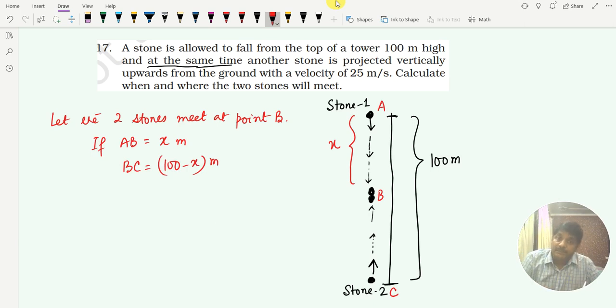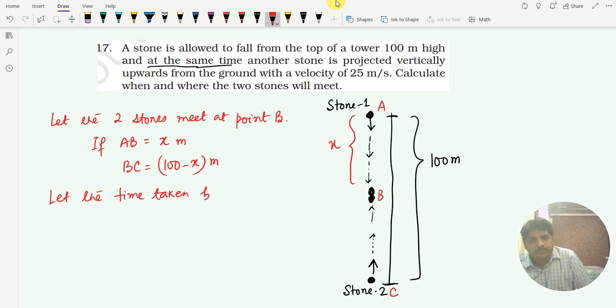The two stones are meeting at point B. Let the time taken by the two stones to meet be equal to T. Let the time taken by the stones to meet at B be equal to T seconds.